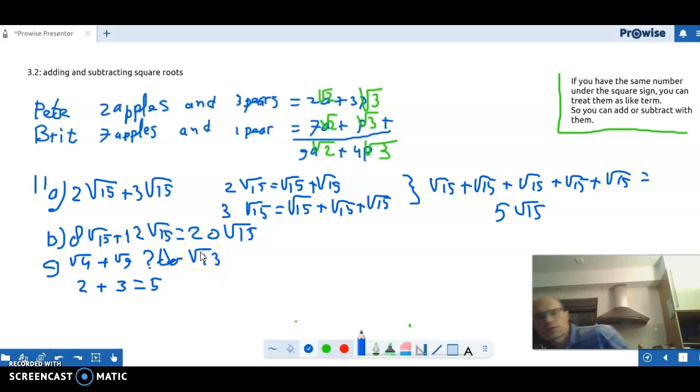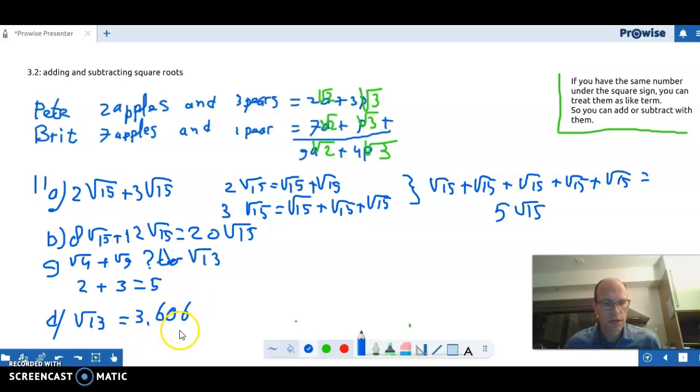But if we get our trusty calculator and we punch in the square root of 13, then enter, and then the 3 bars, what we get is an approximation, and that is d: the square root of 13 is 3.60555 and so on. You're going to round it off to 3.6, and that is totally not 5. So you cannot add two square roots if the number under the square root sign is not the same.